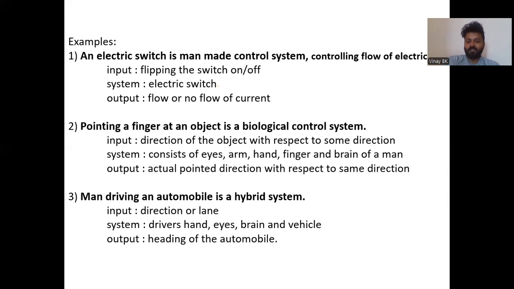For that, you can see the input is the direction or lane. Either the car should move straight or left or right or reverse. The system is the driver's hand, eyes, brain, and vehicle. And the output is the heading of the automobile. The moving of the vehicle is the output. If you press the acceleration, the vehicle will move. Very simple examples.